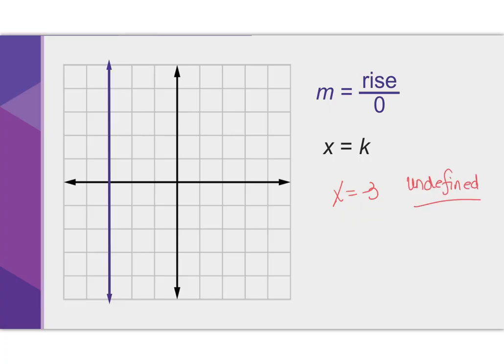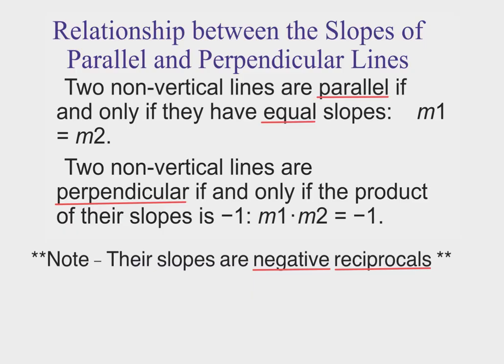So vertical lines and horizontal lines are special cases. Some more review of lines would be parallel and perpendicular lines. So when we have two lines that are parallel, then that means that they are going to have equal slopes. So anytime you have parallel lines, you will have equal slopes. This means the first slope is equal to the second slope.